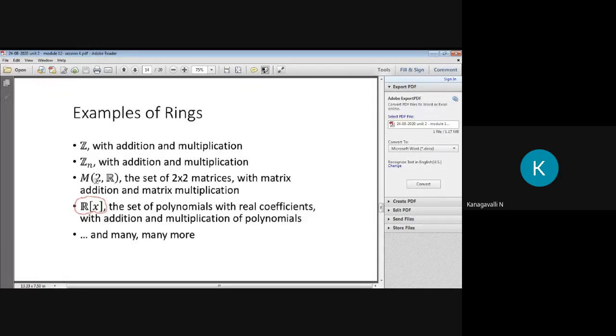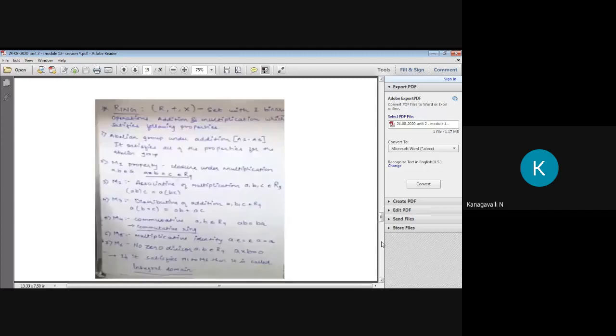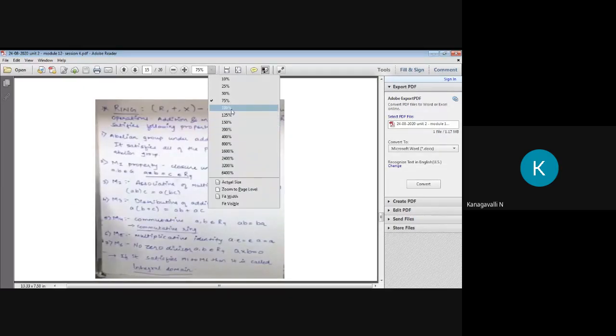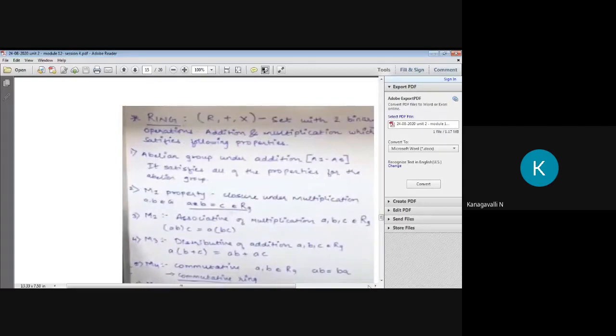The 2 cross 2 matrices form a ring, with the operations of addition and matrix multiplication. Then check once again, R of x is the set of polynomials with real coefficients, with addition and multiplication of polynomials also. Similarly, we can do many more operations in this example. Alright, see this property of rings, the same property I am writing in this ring also.